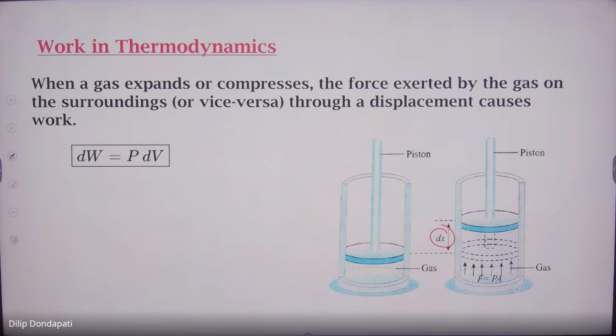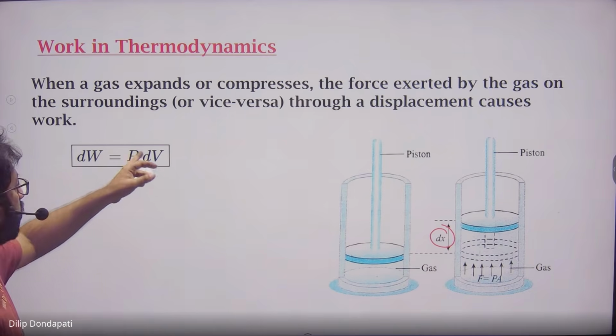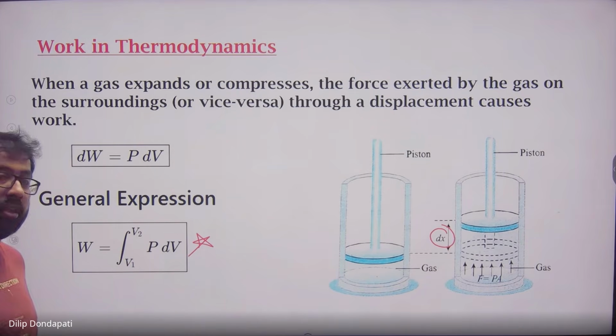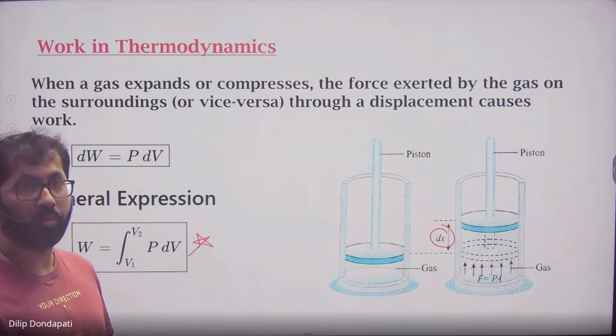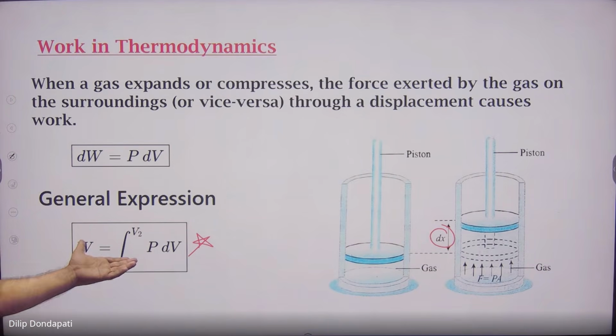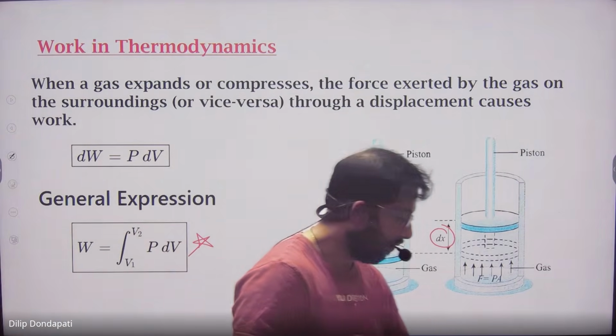If you want the total work done, we have to integrate both sides. After integrating we get W is equal to the integral from V1 to V2 of PdV. This is the right one, this one we have to use. If you use P delta V, that is a special case, like constant pressure, where we'll use that. But normally this is the right one. W is equal to the integral from V1 to V2 of PdV is the formula for work done.